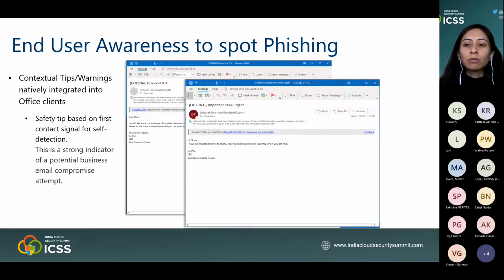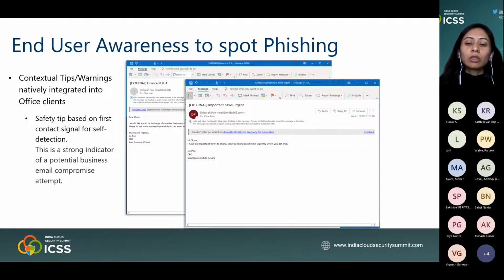So imagine being in the middle of an email chain with your business partner or vendor, and you suddenly receive this warning message saying you don't often get email from this sender. That is a strong indicator of a potential business email compromise attempt.